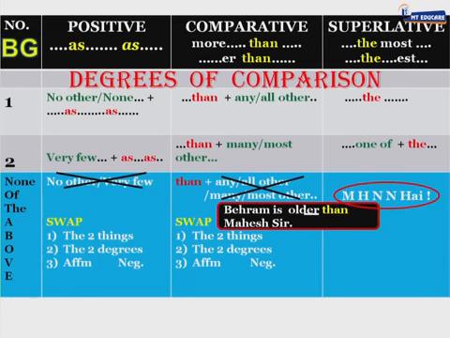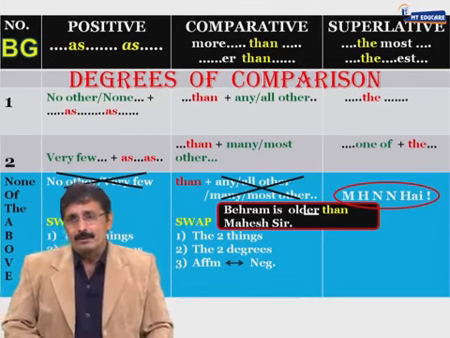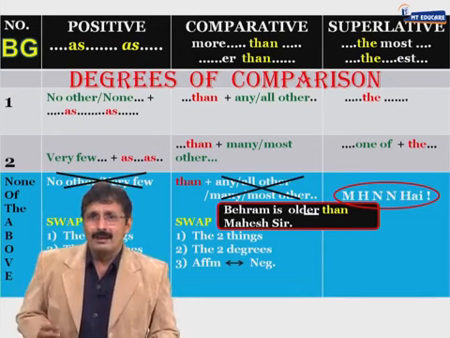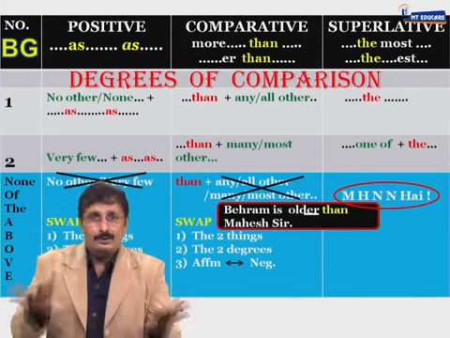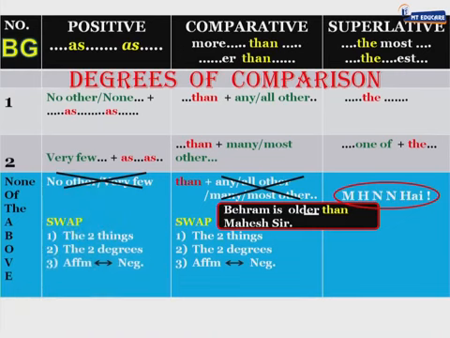How will you identify such a sentence? Simple. अगर comparative होगा तो than के बाद any other, all other, many other, most other नहीं होगा. अगर positive होगा तो no other, few, very few, nothing, none ऐसे शब्दों से शुरू नहीं होगा. It's simple. Such a sentence can only be made from positive to comparative and comparative to positive और उसके लिए एक ही formula है swap. Swap what? Swap the 2 things, swap the 2 degrees, swap affirmative and negative.